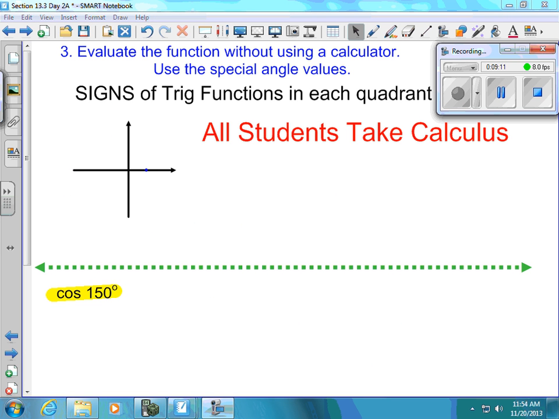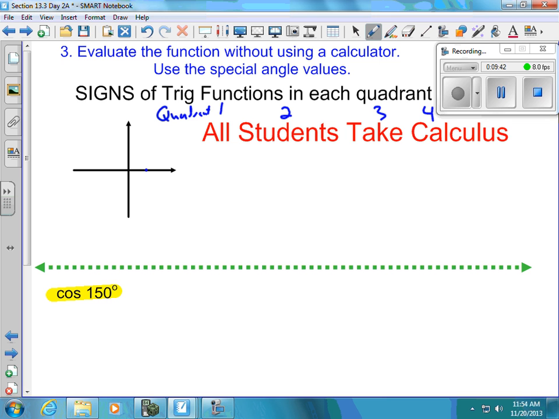Okay, so now we're going to reference what we put on our unit circle the other day. This is a way to remember which trig functions are positive or negative in each quadrant. The phrase is: all students take calculus. If we think of the first word as quadrant 1, the second word as quadrant 2, the third as quadrant 3, and the fourth word as quadrant 4, then all students take calculus.